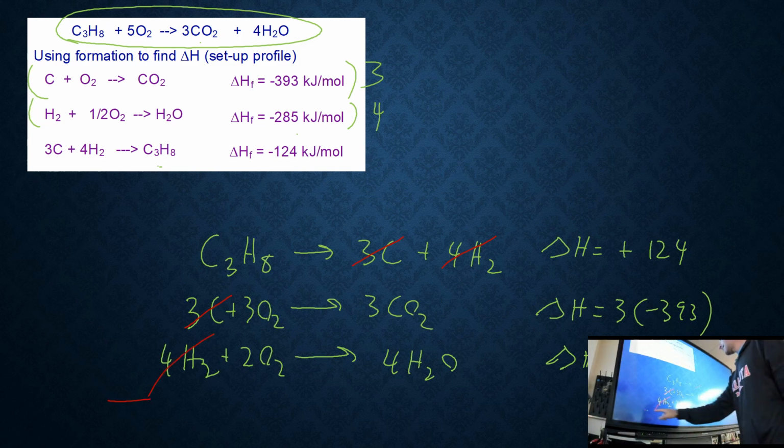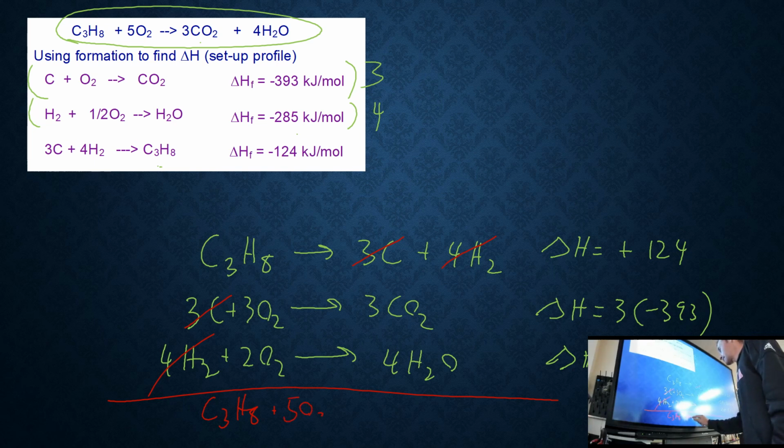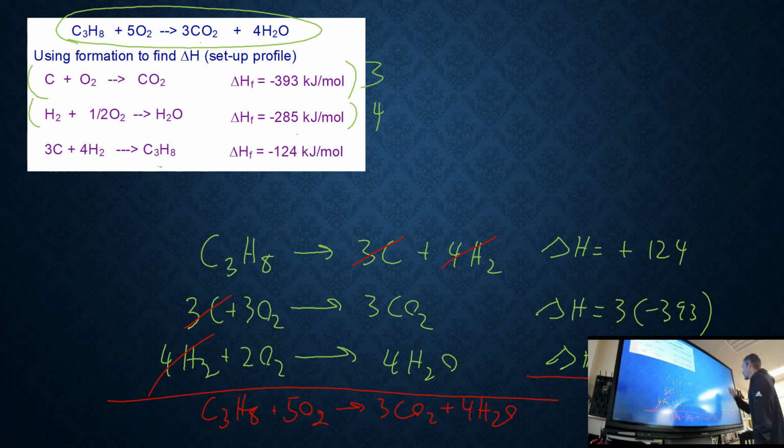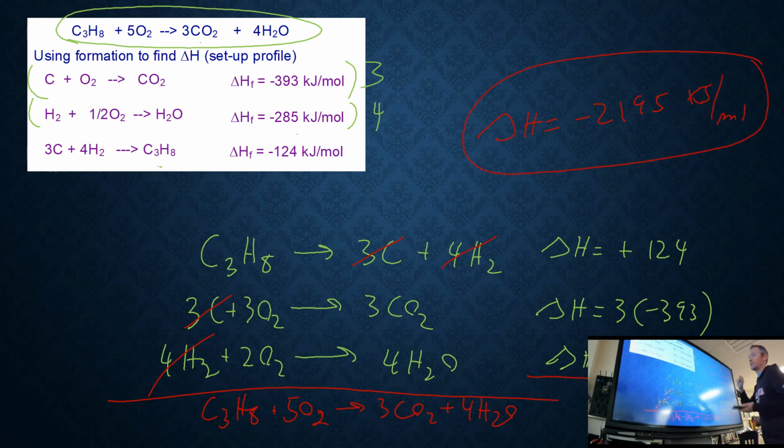All right, and then we add them all up. We get C3H8 plus 5O2, because 3 plus 2 is 5, yields 3CO2 plus 4 waters. Then we take our delta H and add them all up. 3 times 393, 4 times 285, plus 124 is negative 2195 kilojoules per mole, which is the same value we got using the graph.